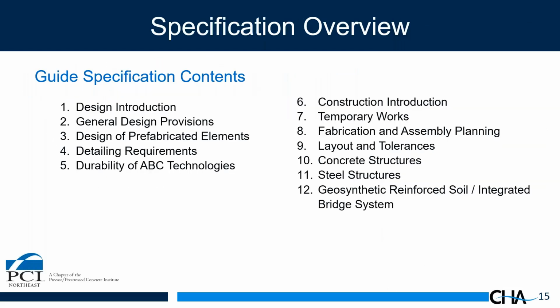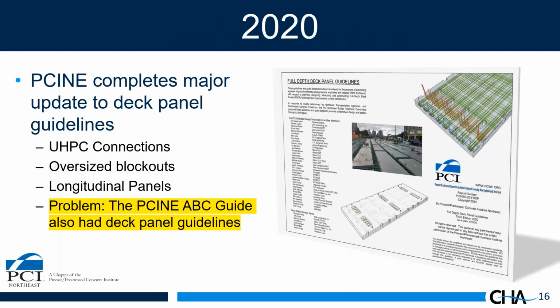These are the sections that are in the AASHTO guide specification. There are 5 devoted to design and 7 devoted to construction. It's not the intent of this workshop to go through this document. We've had other workshops covering this, but this just gives you a flavor for what the AASHTO guide spec covered, which is just about everything in ABC design and construction.